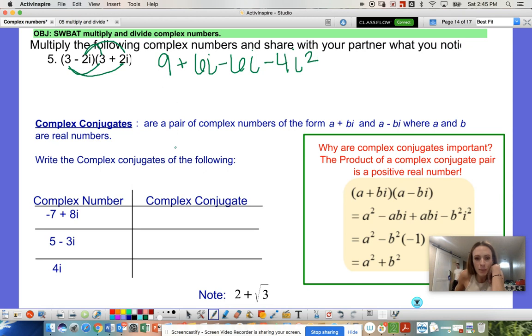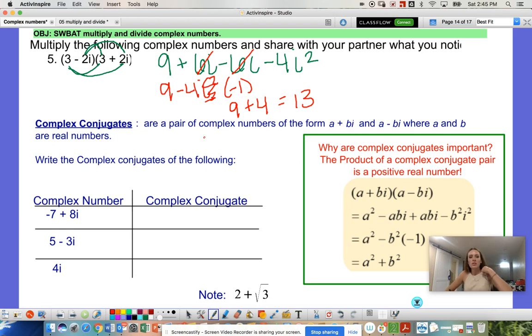Okay, so what ends up happening here, the important piece of this is to know that our positive 6i and our negative 6i actually go away. And then we have negative 4 times I squared, which you guys know I squared turns into negative 1. So we just have 9 plus 4, and we get a whole number. So the importance of a conjugate is to get rid of the imaginary numbers.